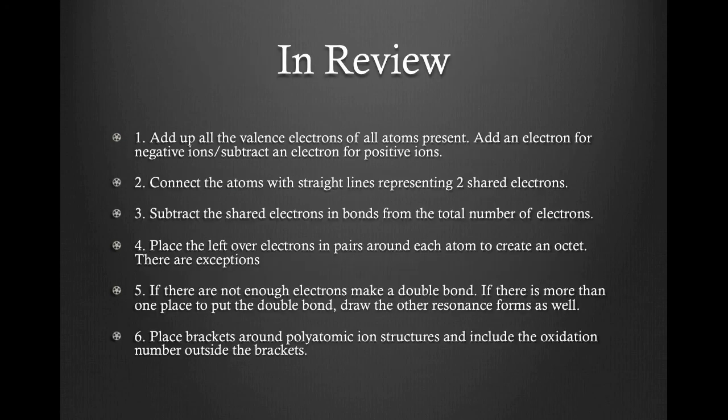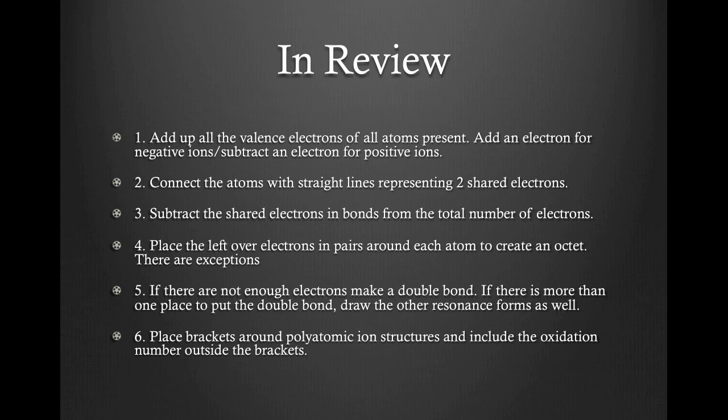So to recap, in review, first thing I do is I add up all the valence electrons. And if I have an ion, I'll either subtract an electron if it's positive or add an additional electron if it's negative. Then I connect all the atoms with straight lines, which each represent 2 shared electrons. Then I subtract all the electrons in bonds from the total number of electrons, and then I place those leftover electrons as pairs around each atom in order to create an octet.